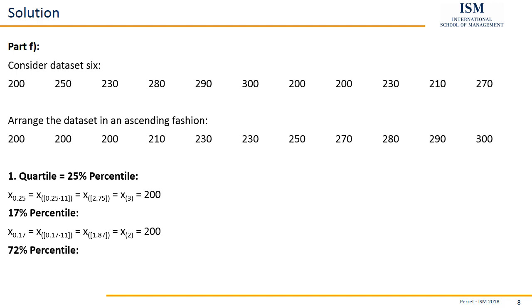The only thing new is the 72% percentile. We multiply 72% with 11 and get 7.92, rounded up it's 8, and at the 8th position we have 270. This then concludes the 6th and final part of this exercise, and thus the total exercise.